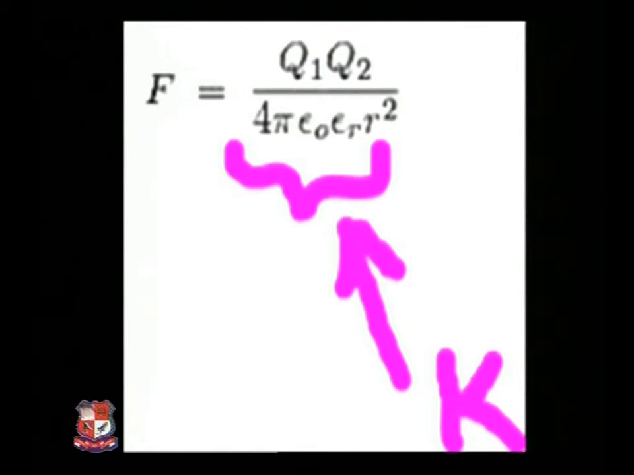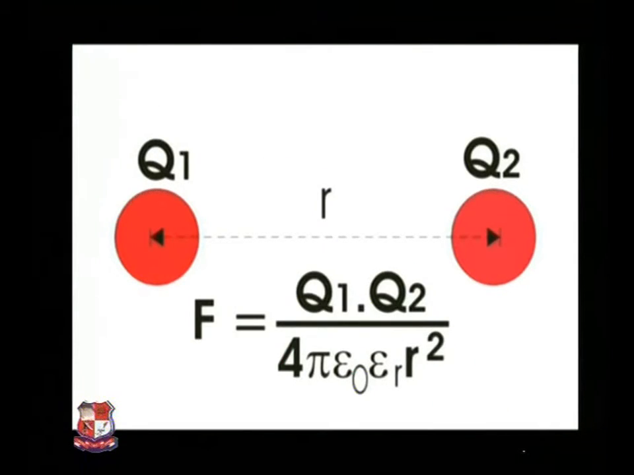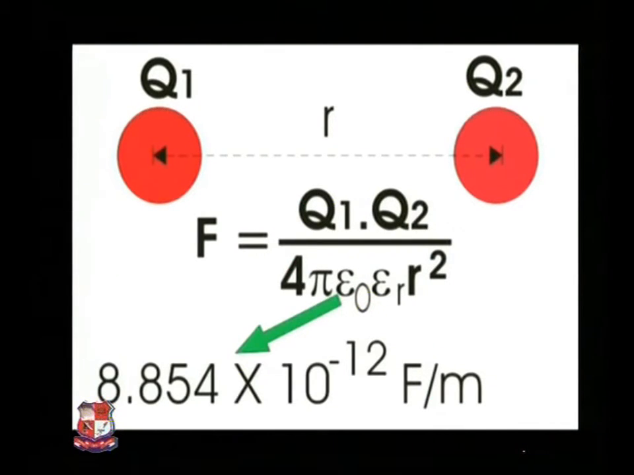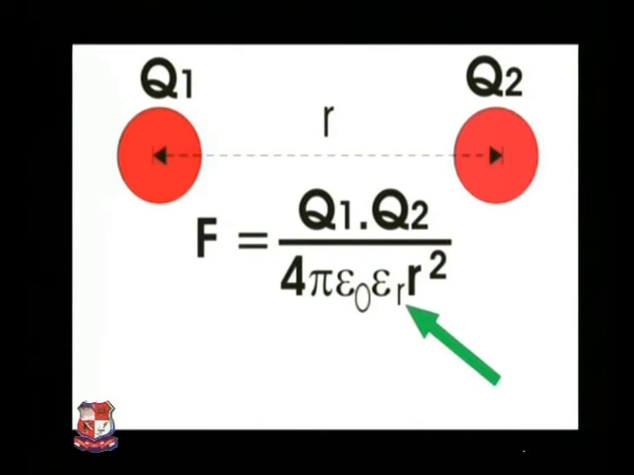The force acting between the charges is expressed as F equal to Q1 into Q2 divided by 4 pi epsilon 0 epsilon r into r square, where epsilon 0 is the permittivity of air or vacuum and its value is 8.854 into 10 to the power of minus 12 farads per meter, and epsilon r is the relative permittivity of the surrounding medium with respect to the permittivity of air or vacuum.